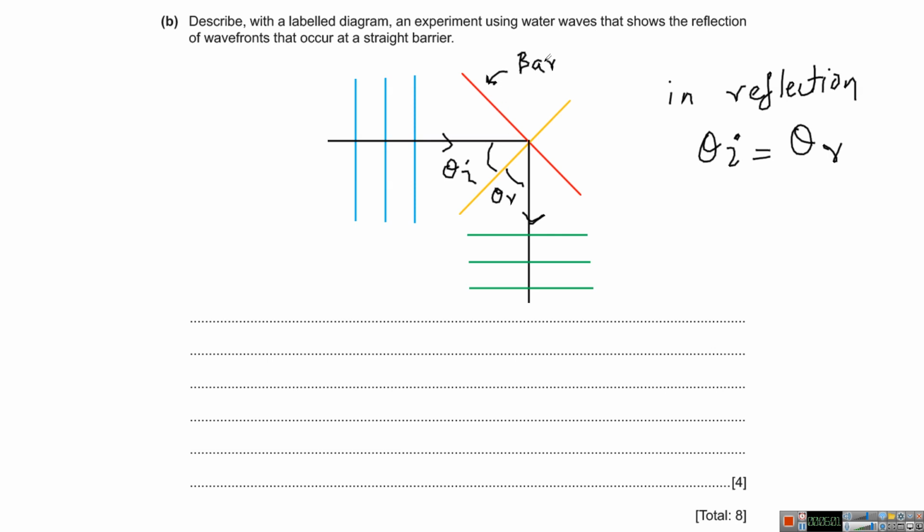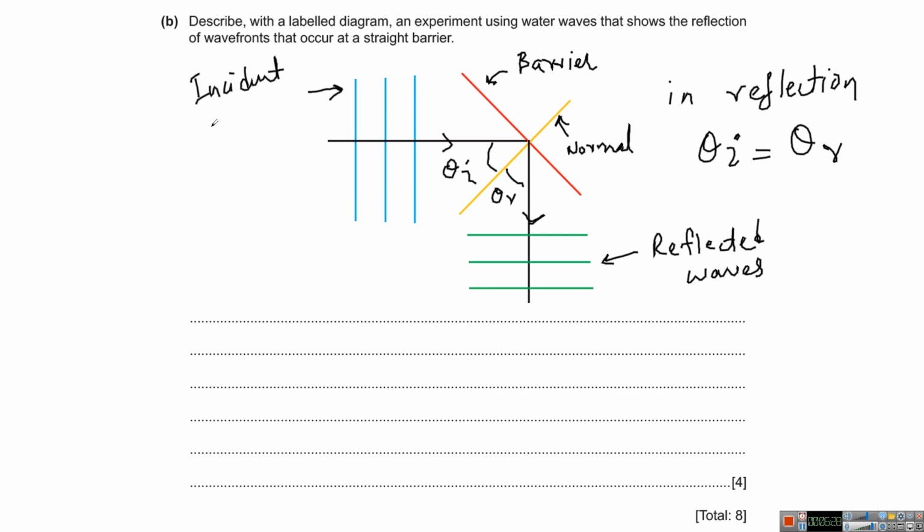This is the barrier, so do label this so that there's no confusion. This is the normal, right, to this surface, which will help you draw these angles. Draw these angles using a protractor. You can call this reflected waves, right? And these ones we call incident waves, the waves which are incident on these barriers. So once you label this properly, then there's very little description that you will be needing to write, right? So I'm just going to try and write this.